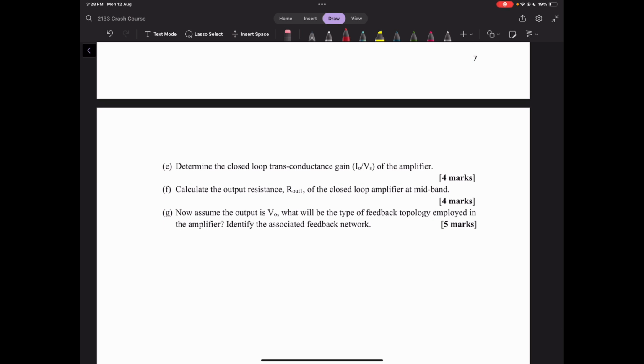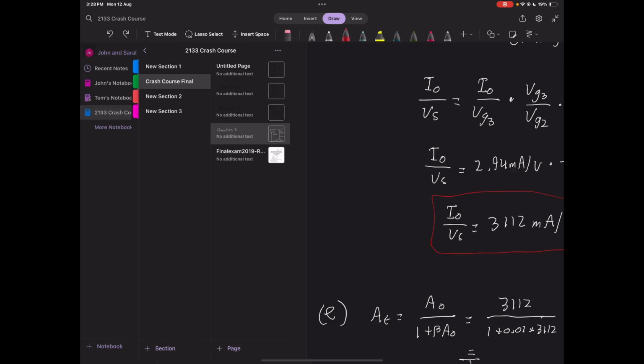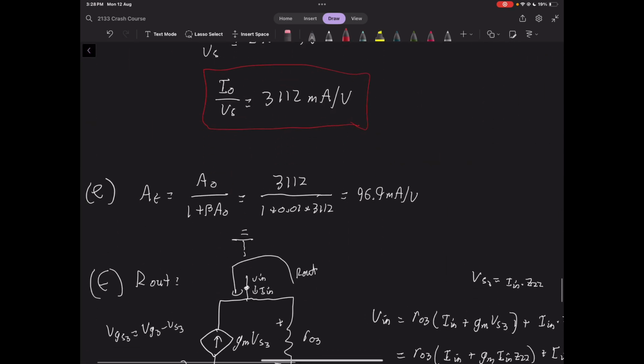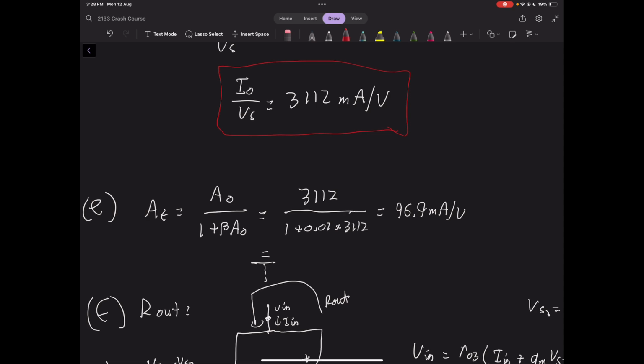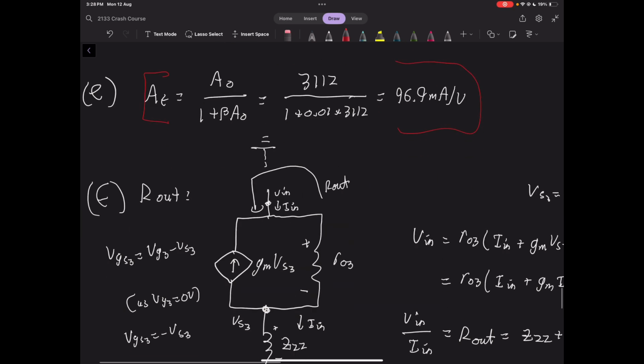The next part then, calculate the closed loop gain of the amplifier. This is very simple. It's just the formula to convert from open loop to closed loop. We know what beta is, 0.01, and we know what the open loop gain is. We just found it. So make sure to note that this is in milliamps per volt. So this final gain will be in milliamps per volt. You have to be very careful of the units when it's not a voltage to voltage gain, but that's simply subbing it into the formula, and then you get your closed loop gain to be equal to that.